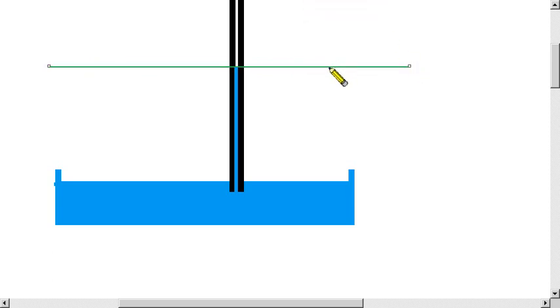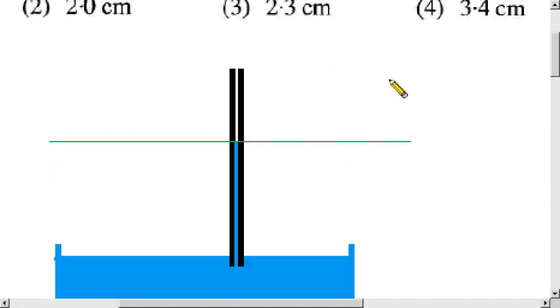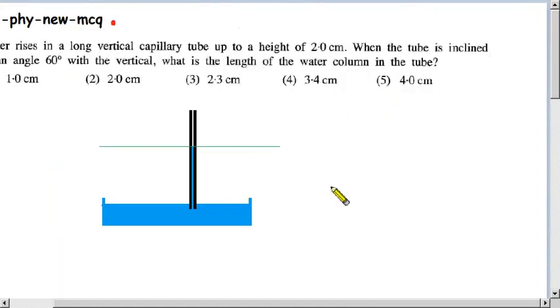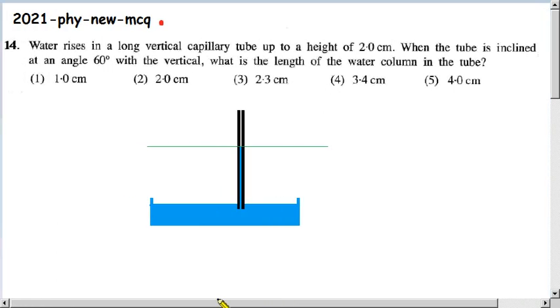This level doesn't change whatever the angle, that is the rule. This level doesn't change even though we incline the tube or not, it doesn't matter. The level is fixed, the water level is fixed.